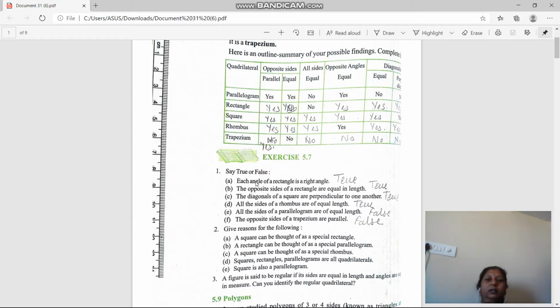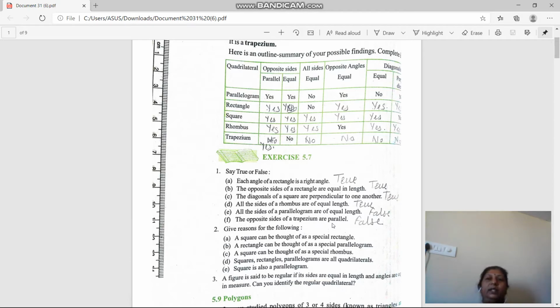Each angle of a rectangle is a right angle. Yes, it is true. In rectangle, all four angles are right angles. Opposite sides of a rectangle are equal in length. Yes, opposite sides are equal in length, not all sides, only opposite sides. The diagonals of a square are perpendicular to one another. Yes, it is true. All sides of a rhombus are equal in length. True. All the sides of a parallelogram are equal in length. False. The opposite sides of a trapezium are parallel. False. Only one side is parallel.